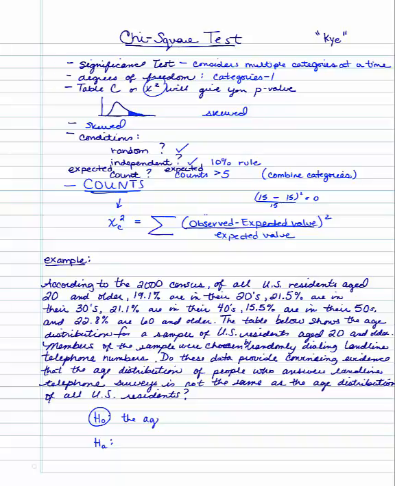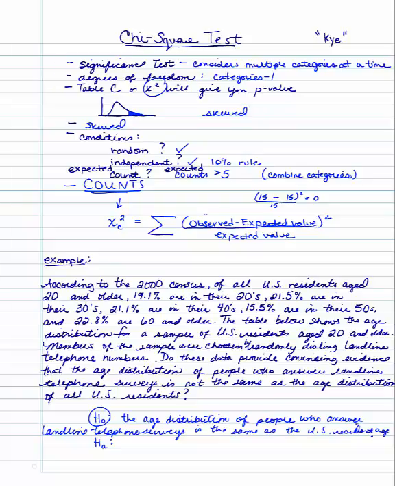So the age distribution of people who answer landline telephone surveys is the same as the U.S. resident age distribution.